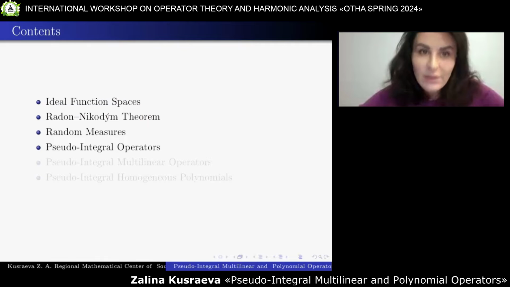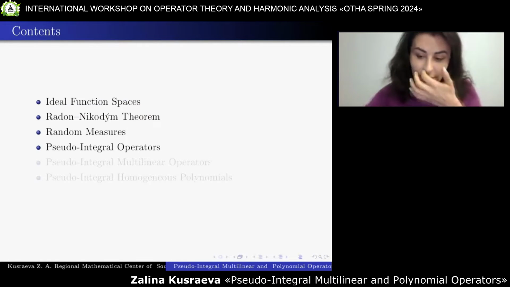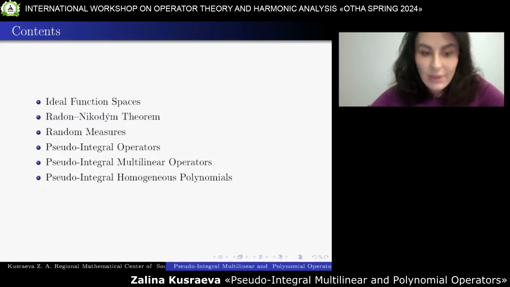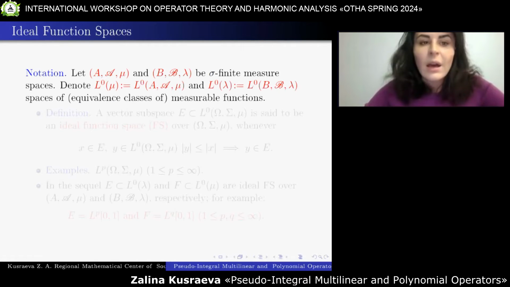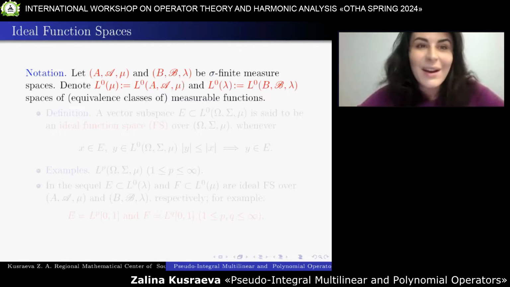Then the basic concepts of random measure and pseudo-integral operators will be discussed, and after that I will introduce the main results concerning, as I told, pseudo-integral multilinear operators and pseudo-integral homogeneous polynomials, more precisely Radon-Nikodym type theorems for these classes of operators. Okay, let me start with some notations. This is necessary for understanding.